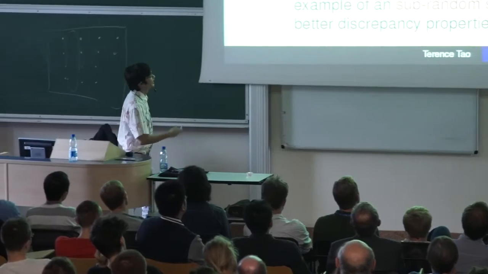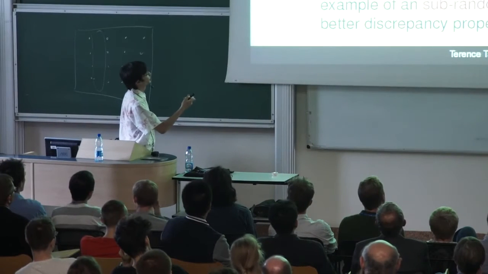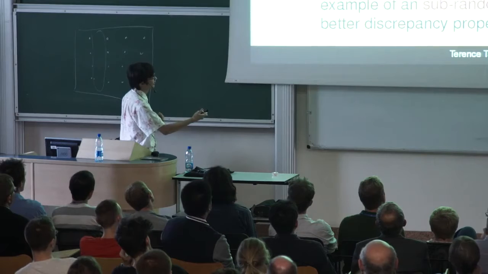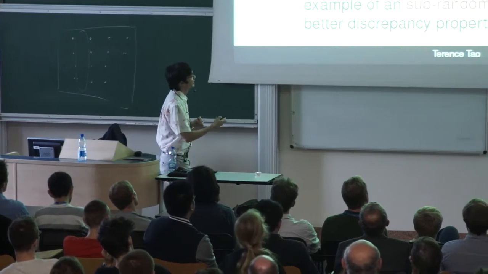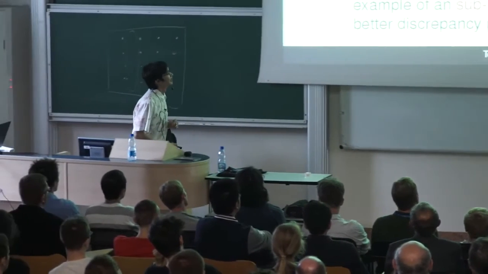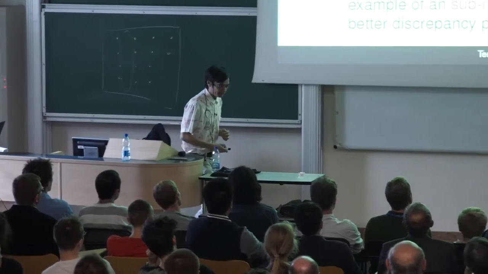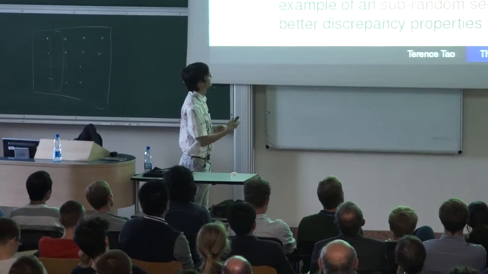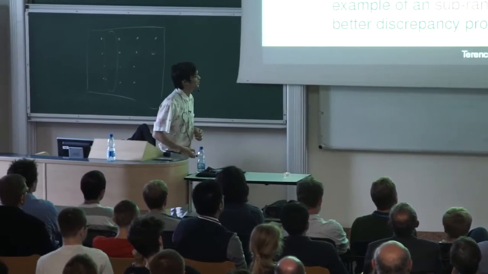Okay, so if all you're interested in is partial sums of just the first m elements, it's very easy to make a very low discrepancy sequence. That's a very simple thing. And this is not very deep, but it's already useful.